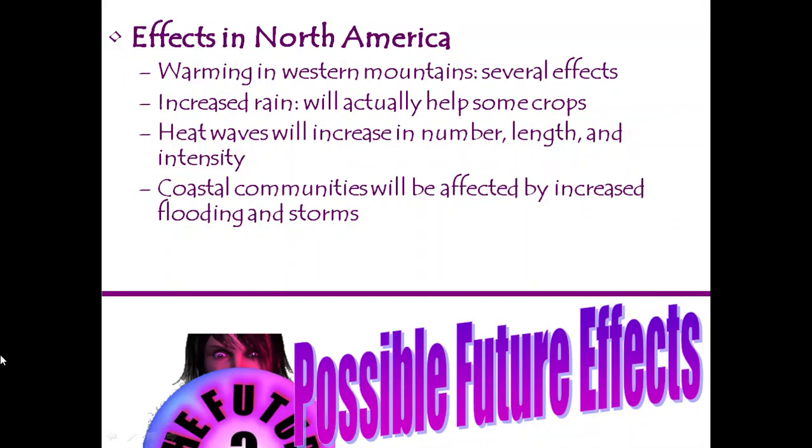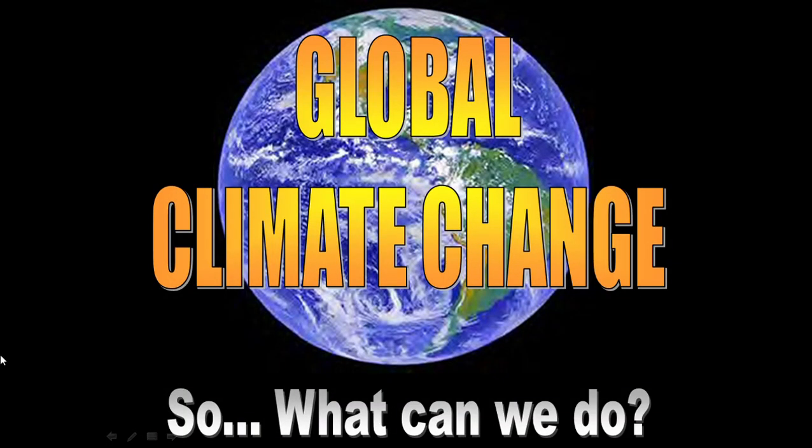Now, effects in North America. Warming in the western mountains, and several other effects. Increased rain will actually help crops. Heat waves will increase in number, length and intensity. Coastal communities will be affected by increased flooding and storms.